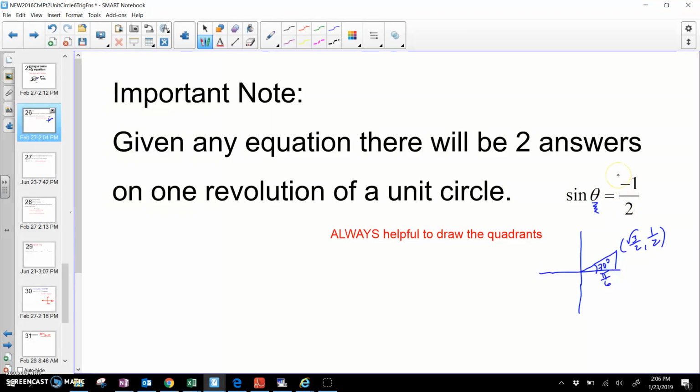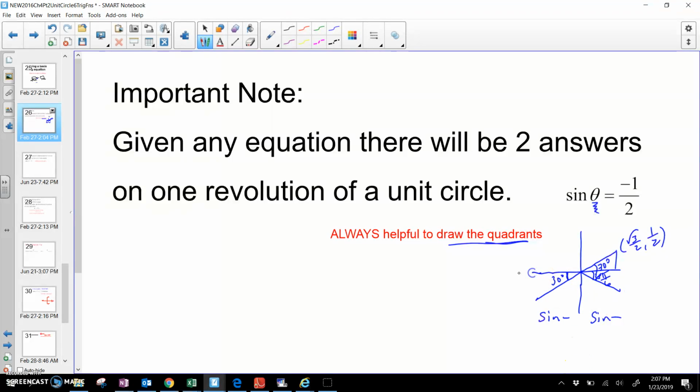Now, the second thing I have to do is figure out what quadrant sine is negative in, and that's why we have this note that it's helpful to draw the quadrants. Well, since sine is the y value, I know that sine is negative in quadrants 3 and 4. So when I process through that, then I know my final answer is when the reference angle, which again is the angle from the x-axis, is 30 degrees from the x-axis over here and 30 degrees from the x-axis in quadrant 4.